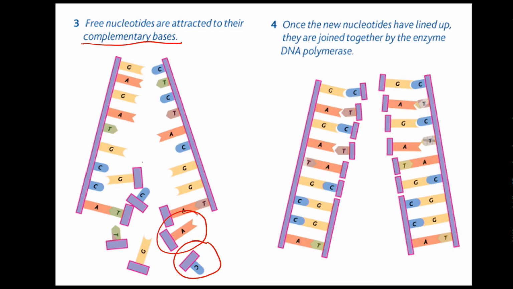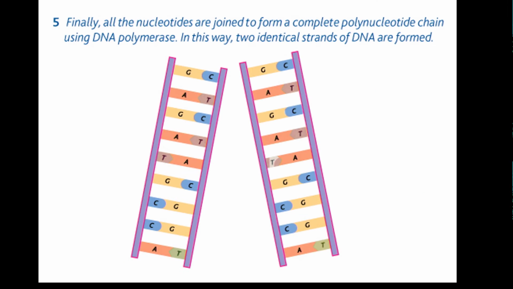Once the bases have lined up opposite their complementary partner, you can see what's happening here. These sugar and phosphate bonds are forming, and we will then have two separate strands of DNA. And if you look, exact copies. If the copy isn't exact, then we have something called a mutation, and that causes problems when the cell is actually trying to make a protein that it needs.